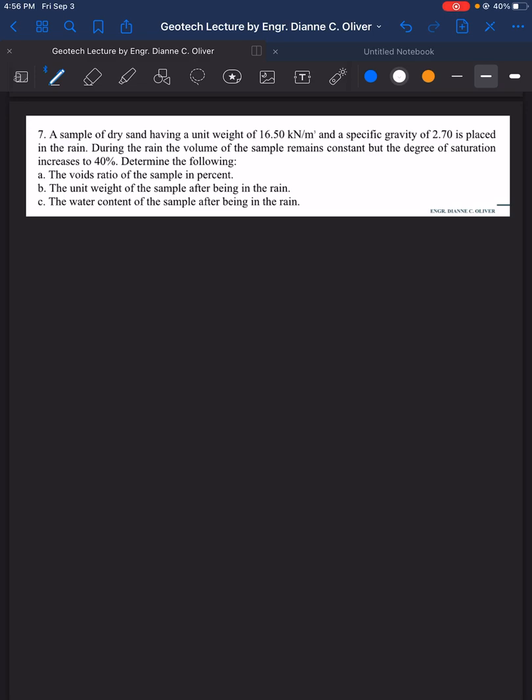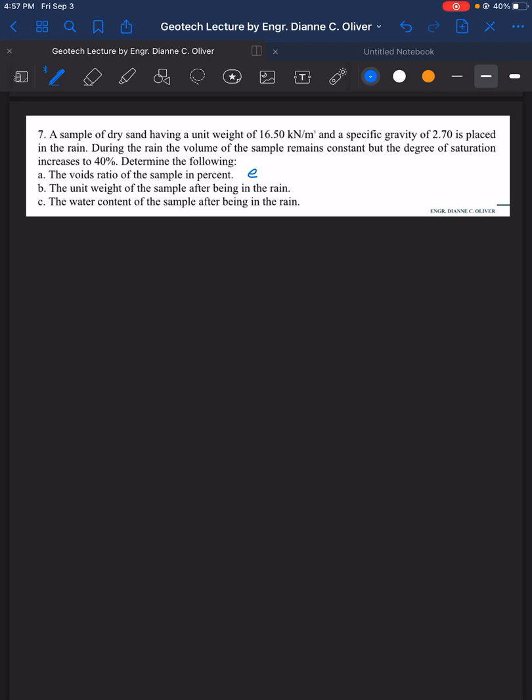Okay, so the dry sample here is sand soaked in the rain. It is placed under the rain. Then the degree of saturation increased to 40%. Determine the following: the void ratio of the sample in percent, the unit weight of the sample after being in the rain, and the water content of the sample after being in the rain. Okay, so let's have the given. So first, what's missing here is void ratio E, unit weight of the sample after being in the rain.